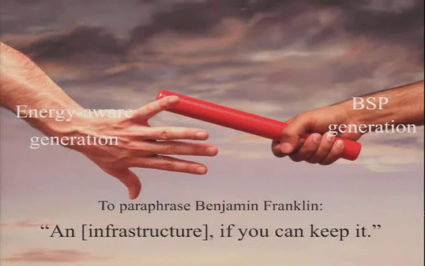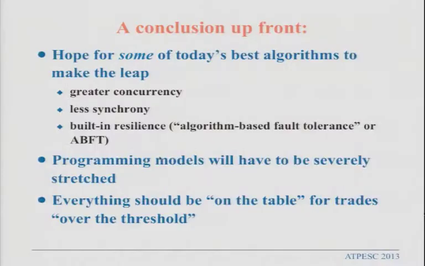So I'll put a conclusion up front: many of today's algorithms have a good hope to make the leap to greater concurrency, to less synchrony, even though they weren't designed that way and seem like they probably have way too many global reductions and other synchronizations, and even built-in resilience. A lot of algorithms that we don't give credit for having built-in resilience, like any of the subspace correction methods, like Gauss-Seidel or multigrid or whatever, if you keep A and b around, no matter what happens on the way of updating x, you can always recover from that.